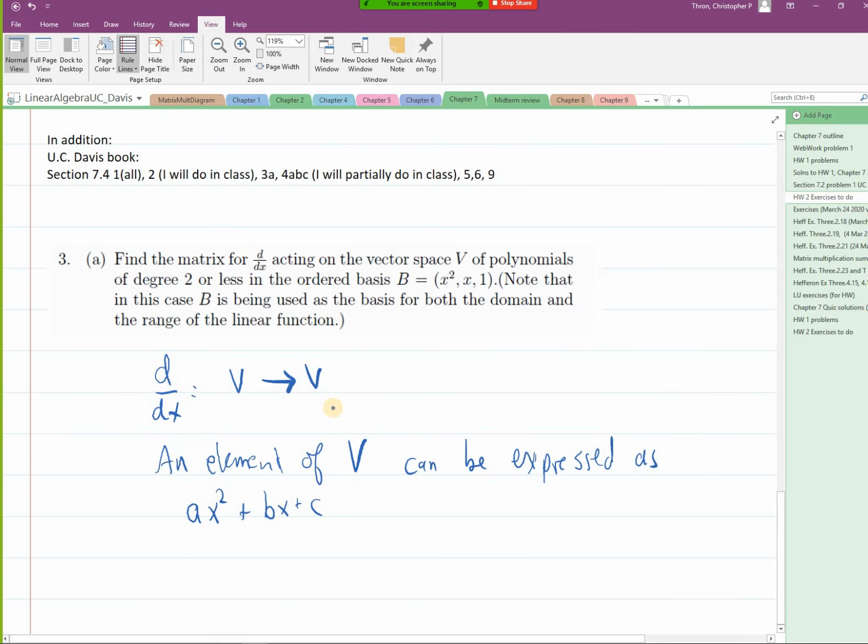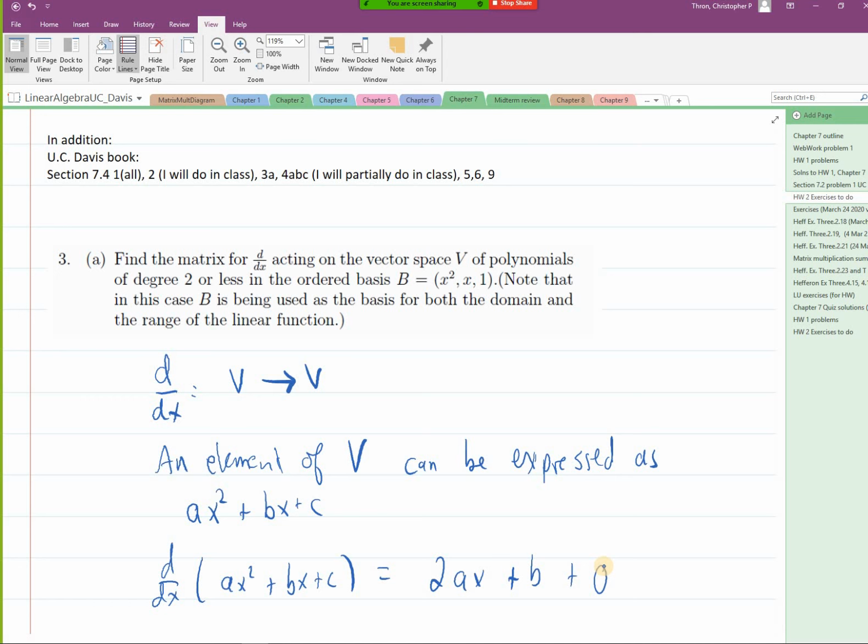So what should I write? Let's see. And the matrix, so I guess the matrices would be the coefficients A, B, and C. Well, let's not get to the matrices. Let's just do the calculus first. Okay, 2ax plus b plus 0. Equals 2ax plus b plus 0. All right, so now let's try to interpret this in terms of linear algebra.